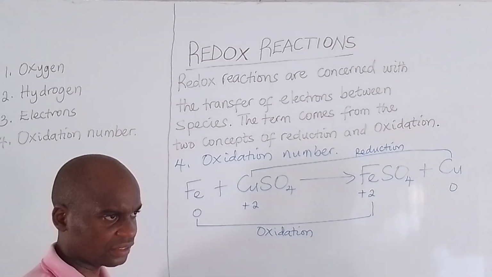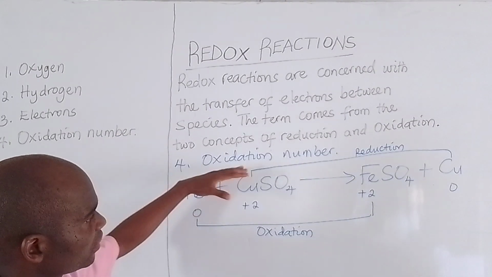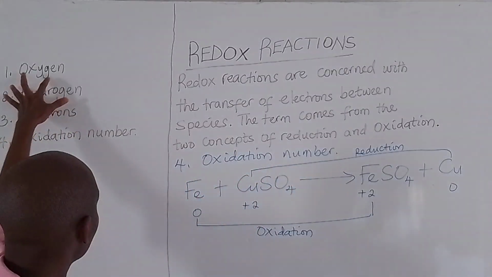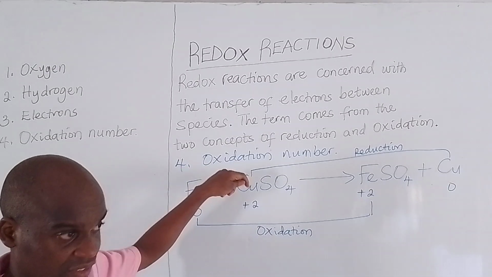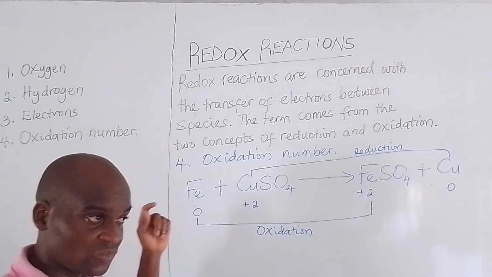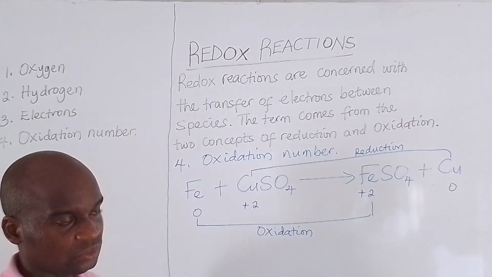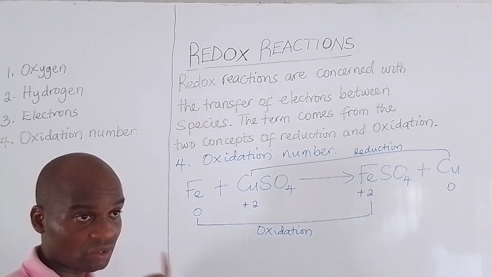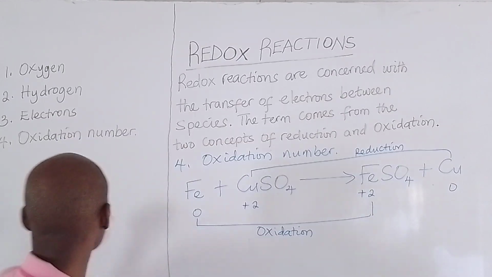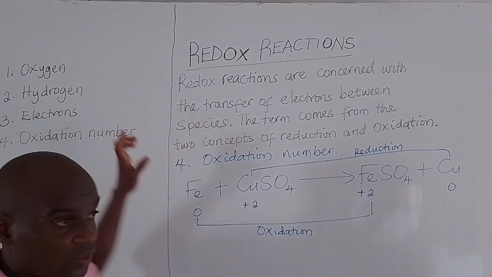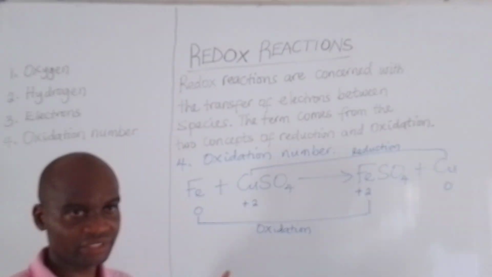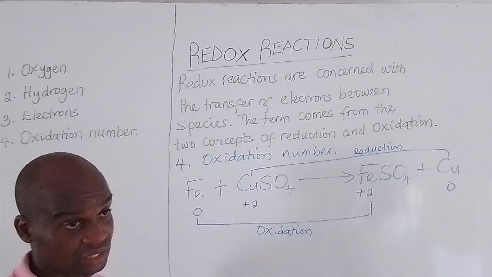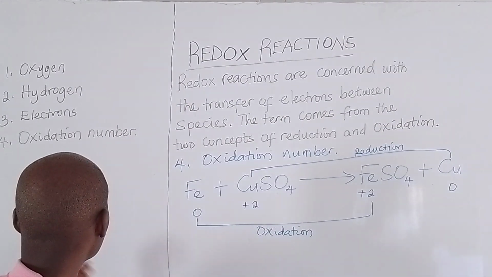So once again, we're looking at the two concepts of oxidation and reduction. In terms of oxygen, we're told that oxidation is the addition of oxygen to a substance, while reduction is the removal of oxygen from a substance. In terms of hydrogen, we're told that oxidation is the removal of hydrogen from a substance, while reduction is the addition of hydrogen to a substance.